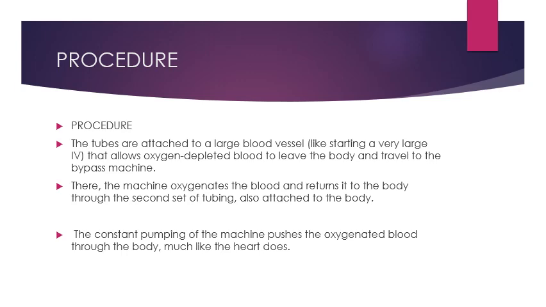Let us see the procedure. Here, the tubes are attached to a large blood vessel that allows oxygen-depleted blood to leave the body and travel to the bypass machine. The machine then oxygenates the blood and it returns to the body through a second set of tubing, which is also attached to the body. The constant pumping action of the machine pushes the oxygenated blood through the body, much like how our heart does this action.